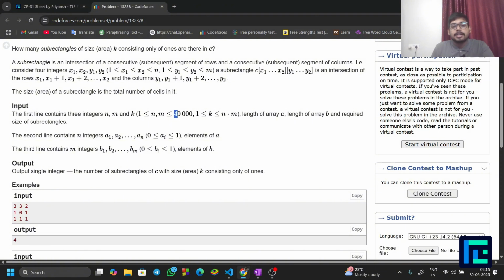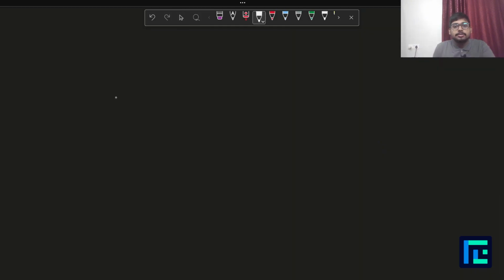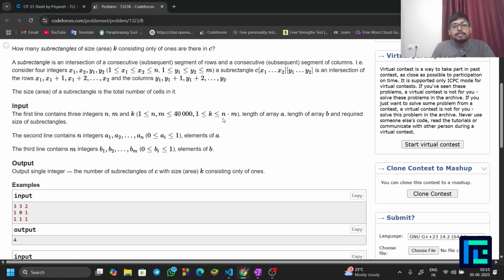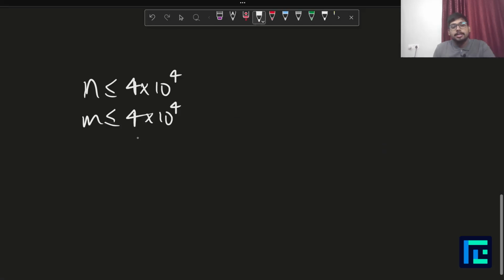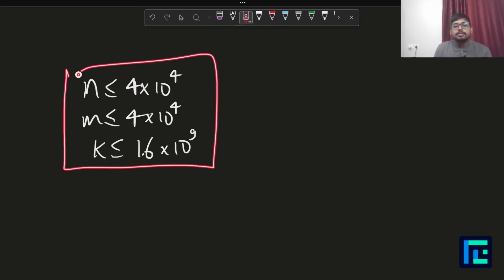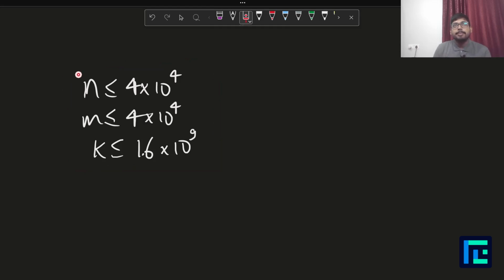So n and m are up to 40,000. We are given that n is up to 4 into 10 to the power 4, m is also up to 4 into 10 to the power 4, and the k given to us is up to n into m. So k can be n cross m, which can be 16 into 10 to the power 8, or we can say 1.6 into 10 to the power 9. These are the constraints on n, m, and k.